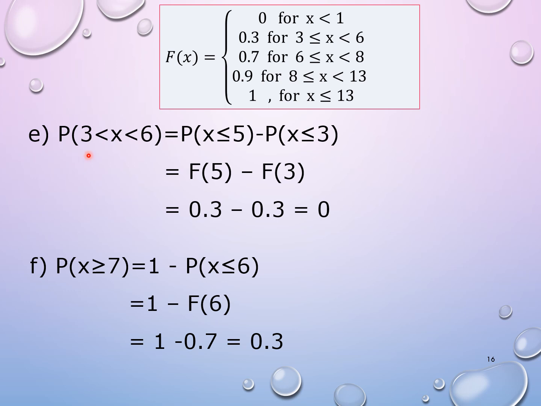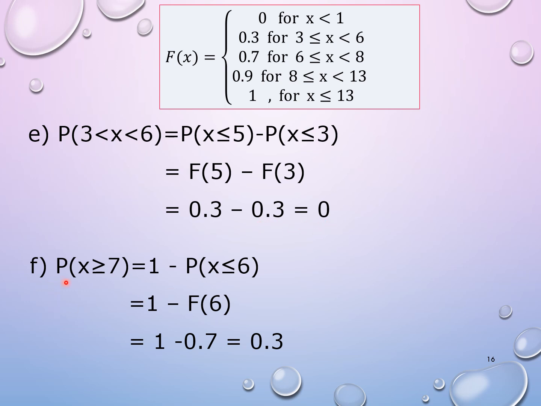E, find the probability of x greater than 3, less than 6, which is equal to probability x less than or equal to 5. Why 5? Because here it does not include 6, so we start with 5, minus probability of x less than or equal to 3. So we have the cumulative of 5, and here is the cumulative of 3. Cumulative of 5 is in this range, which is 0.3, and cumulative of 3 is also in this range, which is 0.3. So 0.3 minus 0.3, you get 0.